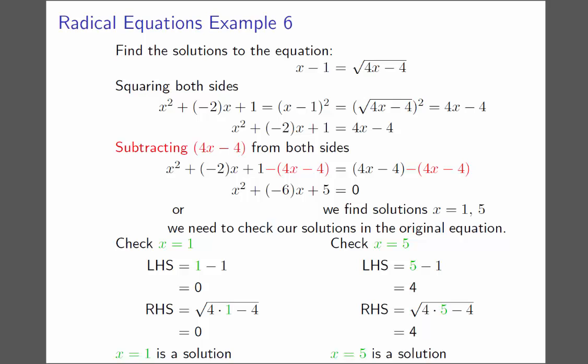So we can now conclude that x equals 1 and x equals 5 are both solutions to the equation x minus 1 equals the square root of 4x minus 4.